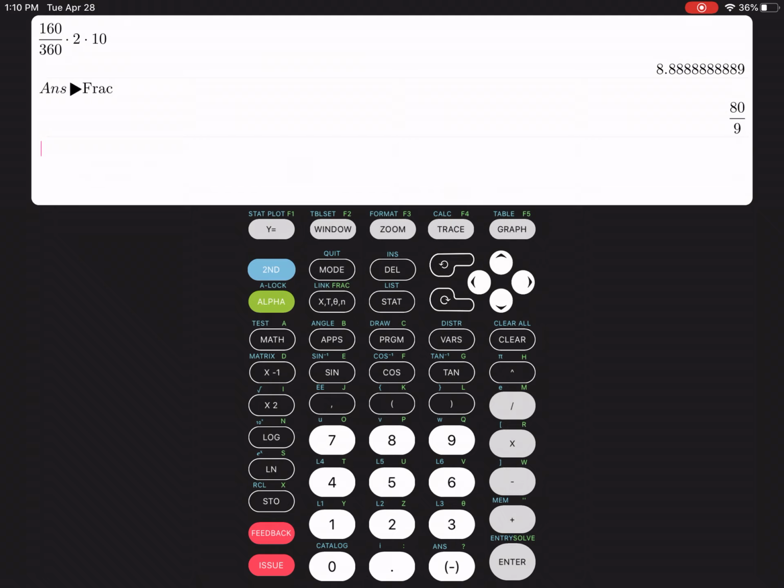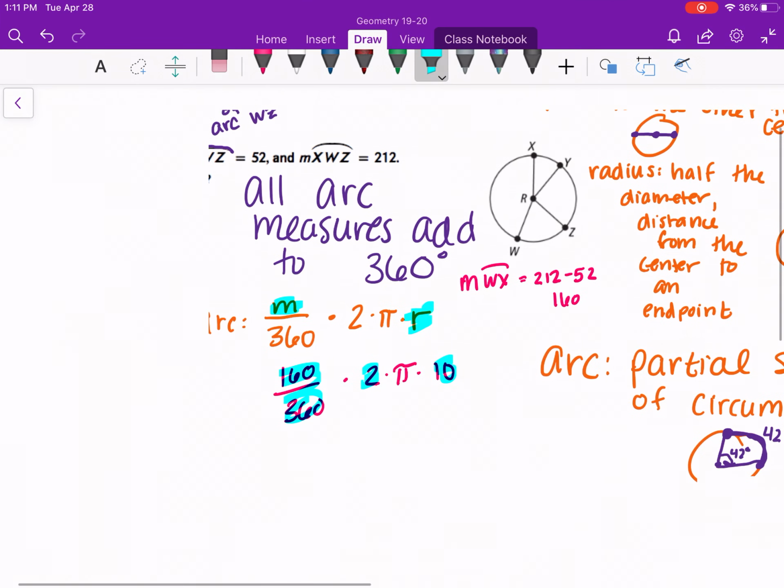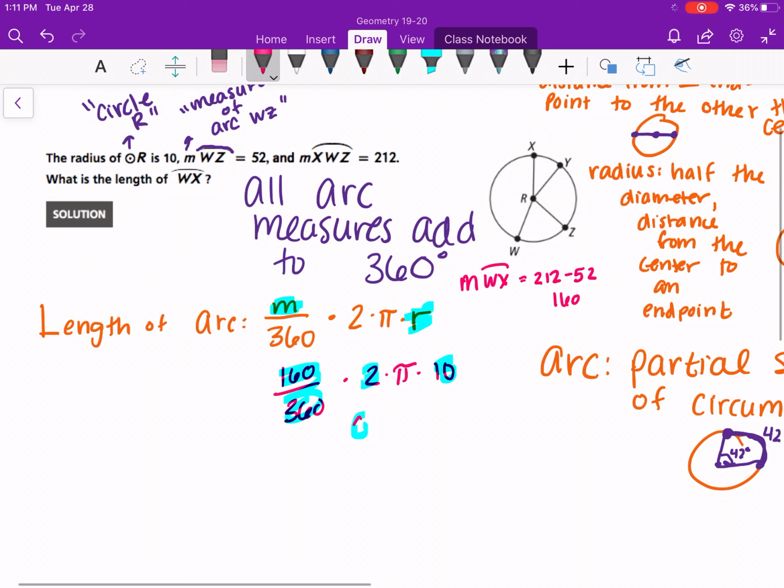You could also multiply it all in the numerator and then just simplify it. But either way, that's my final answer. And so I would say, oops, that's a highlighter. I would say 80 over 9 pi is my answer.